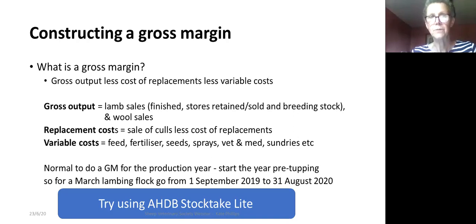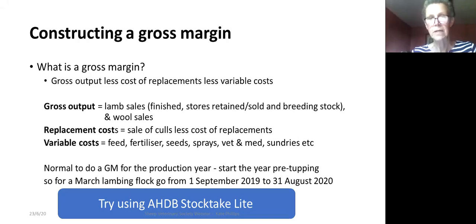So you can see in terms of gross output: lamb sales finished, stores retained, so sometimes we have to put a valuation on the lambs that are remaining on the farm if there are a significant number there. Those retained for breeding, wool sales. Replacement costs, I'm going to take you through a short calculation on that in a moment, but that is the sale of the culls less the cost of replacements. And then variable costs, as we've said before, that mixture of items that we need to buy in to make the system work.